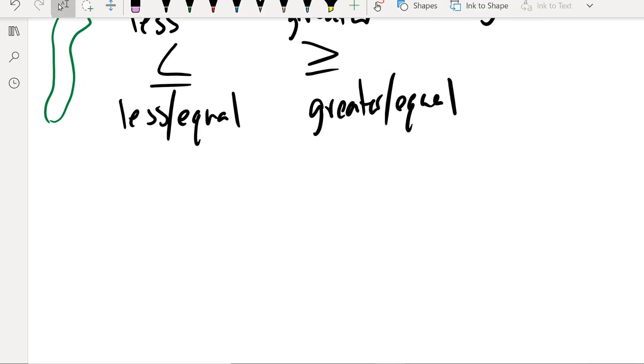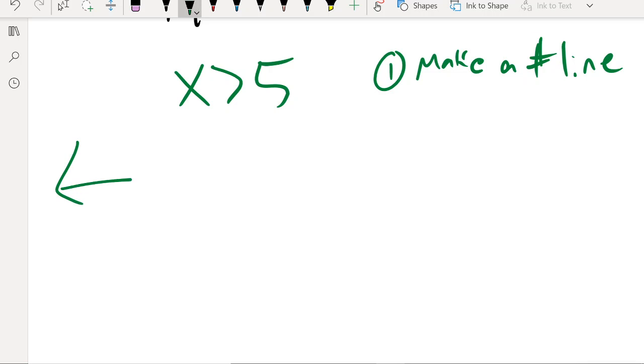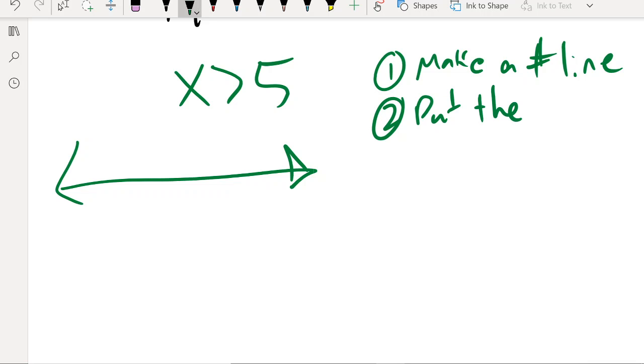So let's just do an example. x is greater than 5. That's how you would read it. But even if you don't know what the symbol means, you don't need it. All you do is, step 1, make a number line. Step 1, done. Now put the number on it. Oh, why did I do a negative? No, that's a positive 5. Just kidding.